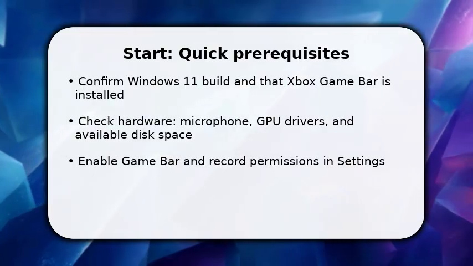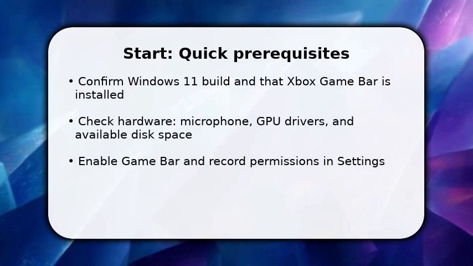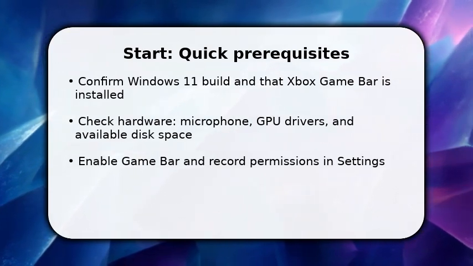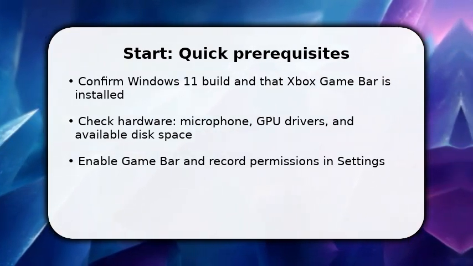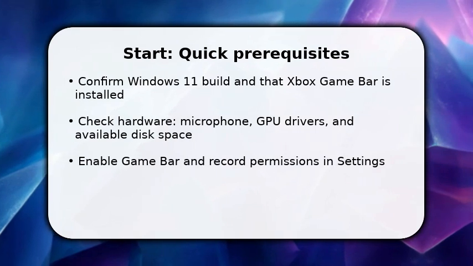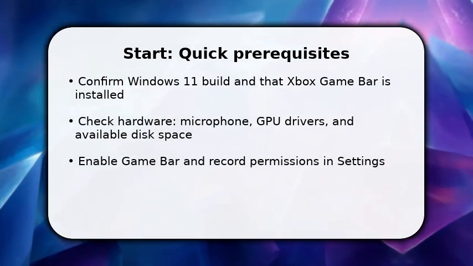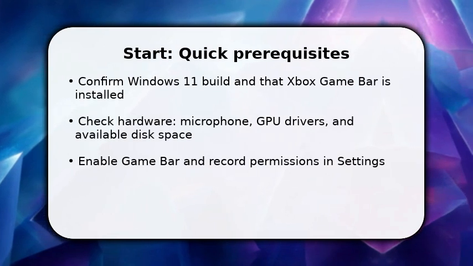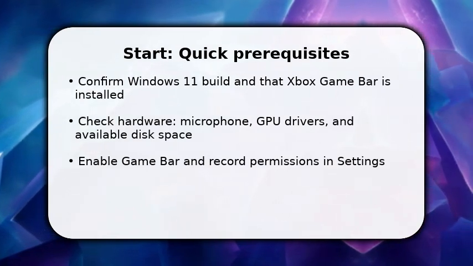You start by confirming the essentials: Windows 11 build, Game Bar app installed, and sufficient disk space. Open Settings, go to Gaming, and enable Xbox Game Bar. This allows overlay hotkeys. Once done, choose Privacy and Security and grant microphone and screen record permissions to apps.